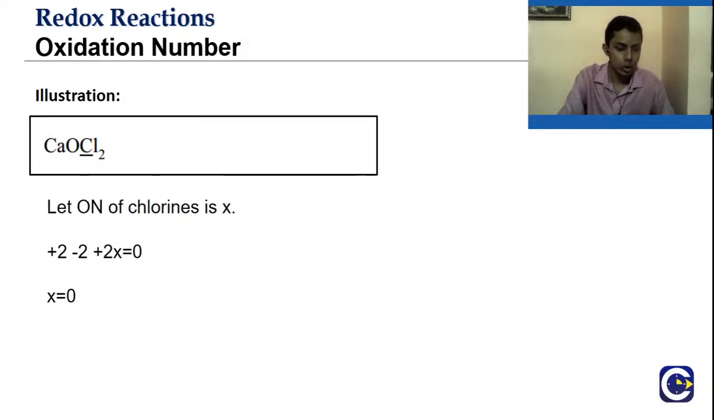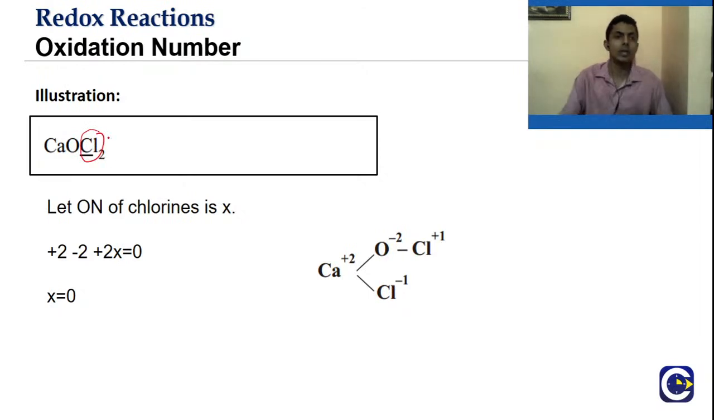So what is the conclusion from this? Conclusion is that chlorine, how can it have 0 oxidation number? That means 0 charge on chlorine. It's not possible, right? But it is possible to have final charge 0 because of +1 in one case and -1 in another case. And how does +1 come on this chlorine?